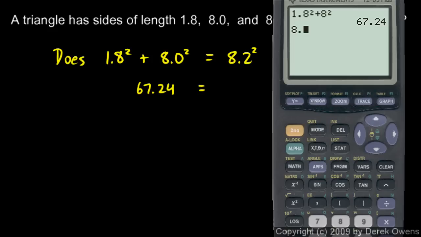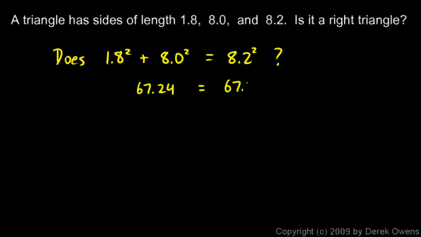So let's type in 8.2 squared and hit enter, 67.24 exactly. So these three numbers form a right triangle. We wouldn't call them a Pythagorean triple because they're not integers. But sides of those lengths do form a right triangle.